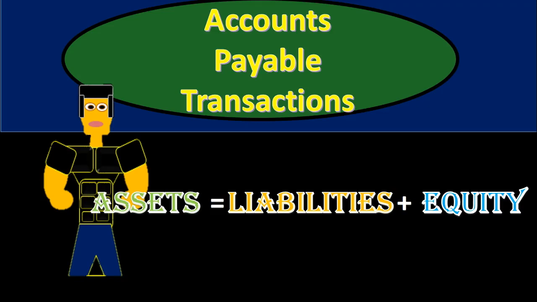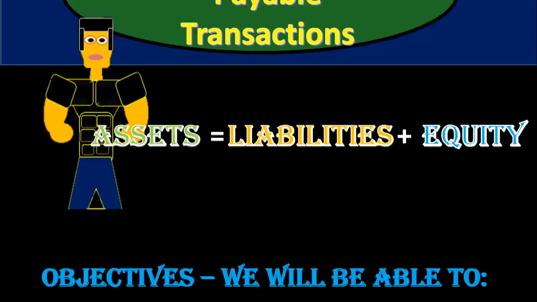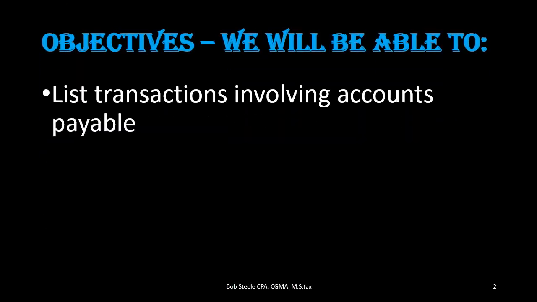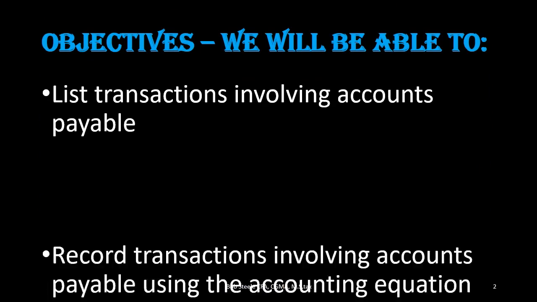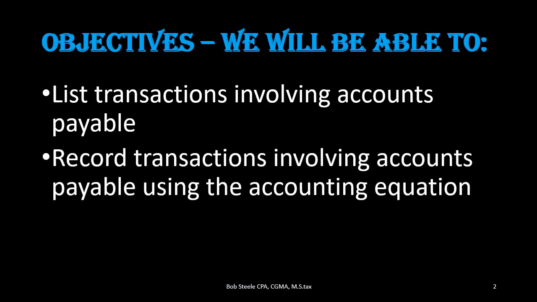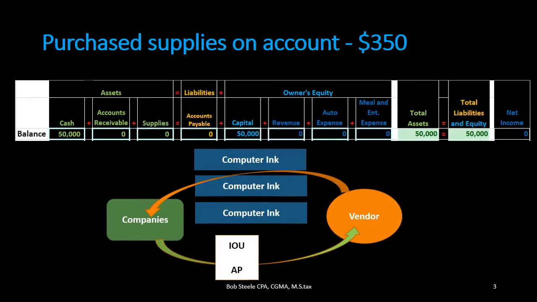Hello, in this presentation we will look at transactions related to the accounts payable cycle. Accounts payable transactions, we will record these transactions in accordance with the accounting equation, that being assets equal liabilities plus equity. At the end of this, we will be able to list transactions involving accounts payable and record transactions involving accounts payable using the accounting equation.